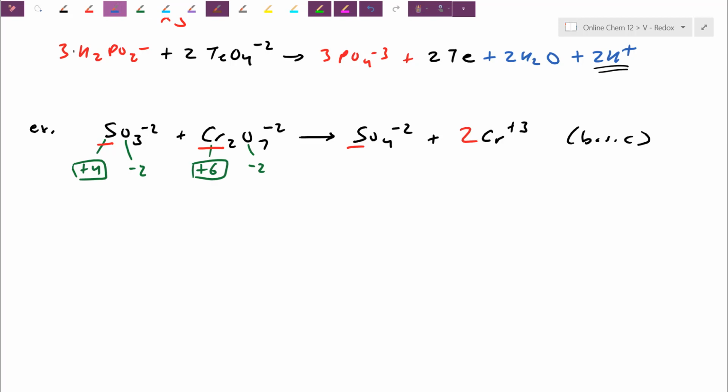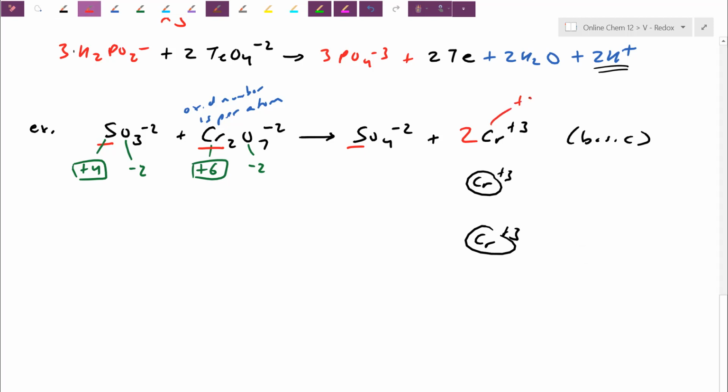I want to remind you that oxidation number or oxidation state is per atom. Okay. That's important for this one here. So sure, I actually have 2 chromiums. So this Cr is +3, this Cr is +3. If I say, well, what's the charge of just this one atom? Well, that's +3. The other one happens to also be +3. We'll do that in a little more detail in a second here.